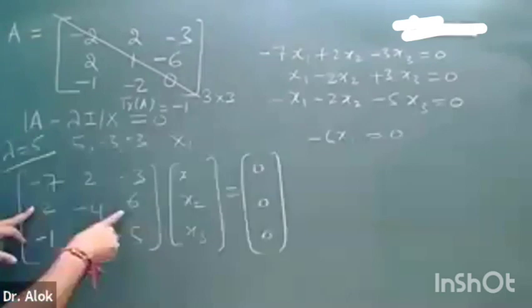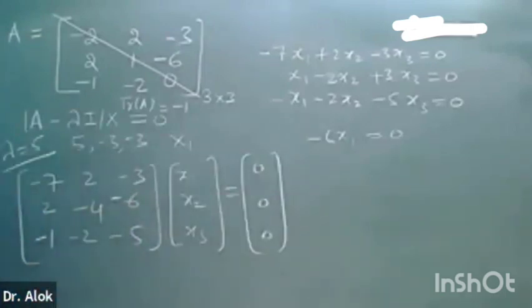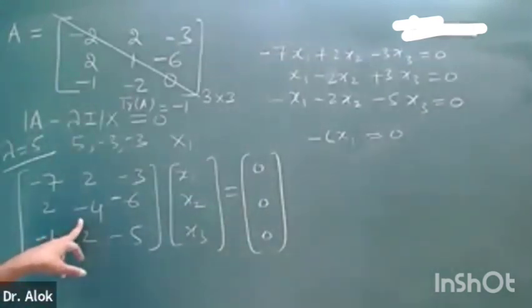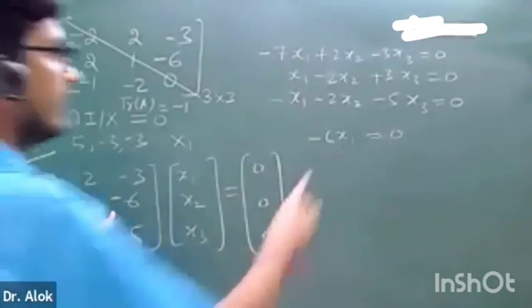So what will be here? It will be minus 6. And when you multiply here, what you will get? 2 minus 2, and here minus 3, na?